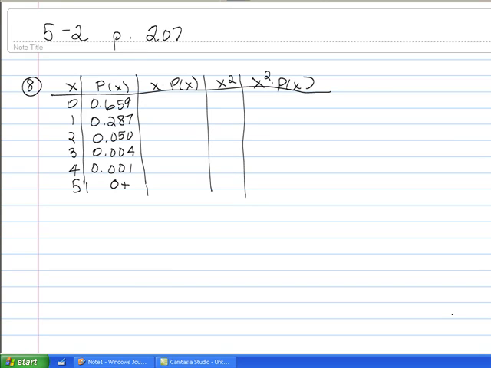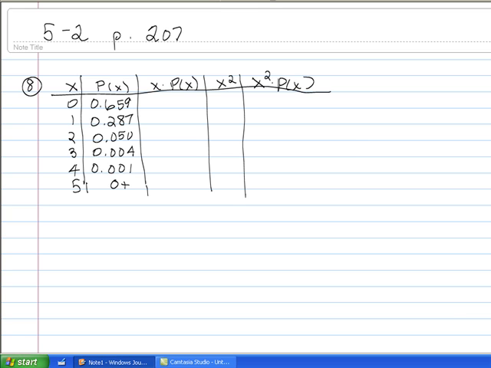Today we're taking a look at section 5-2 and we'll be doing some sample problems from the textbook, and we'll begin working on page 207 with number 8. So in this section we're working with probability distributions, and what we have to do first is be able to identify whether or not we have a probability distribution.